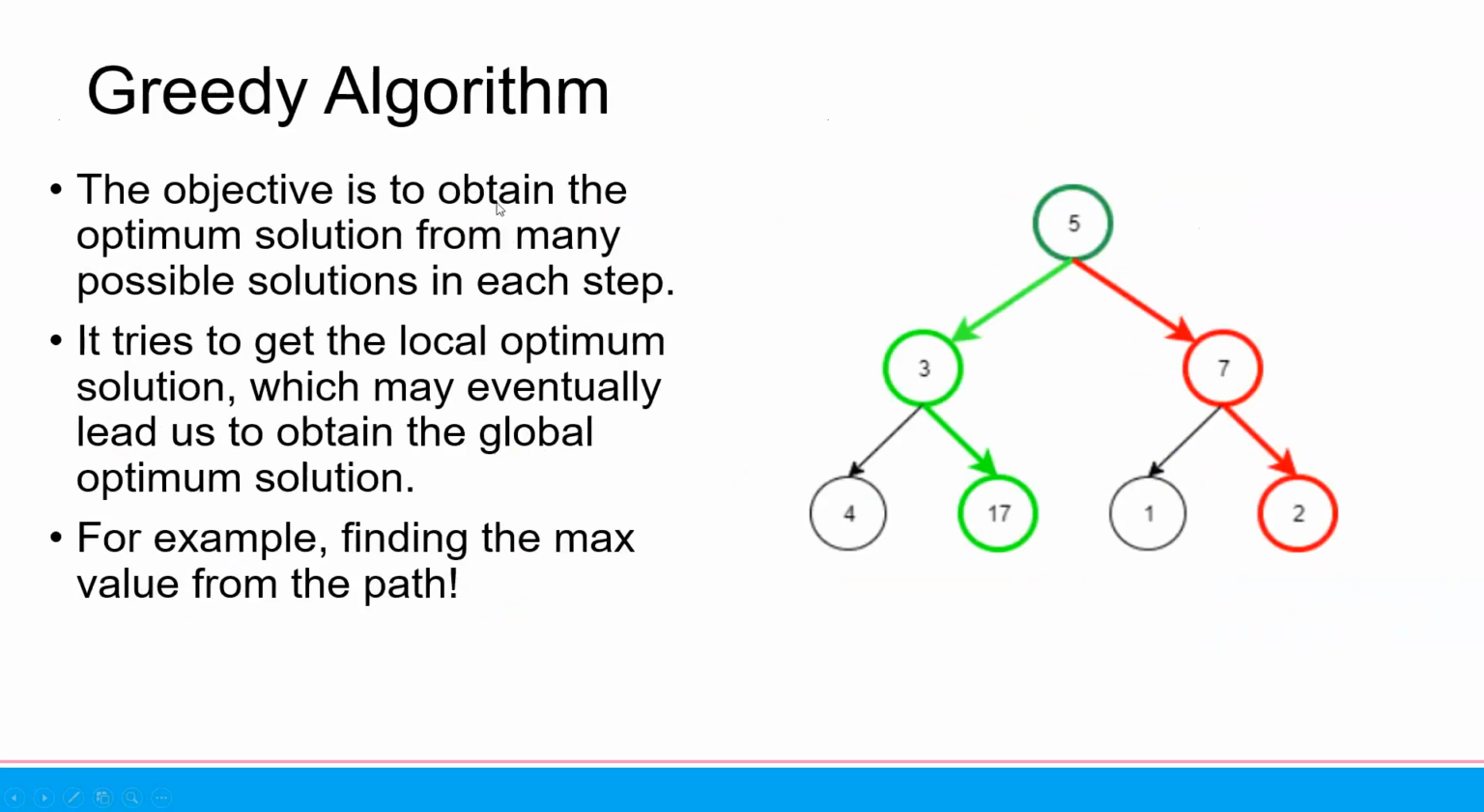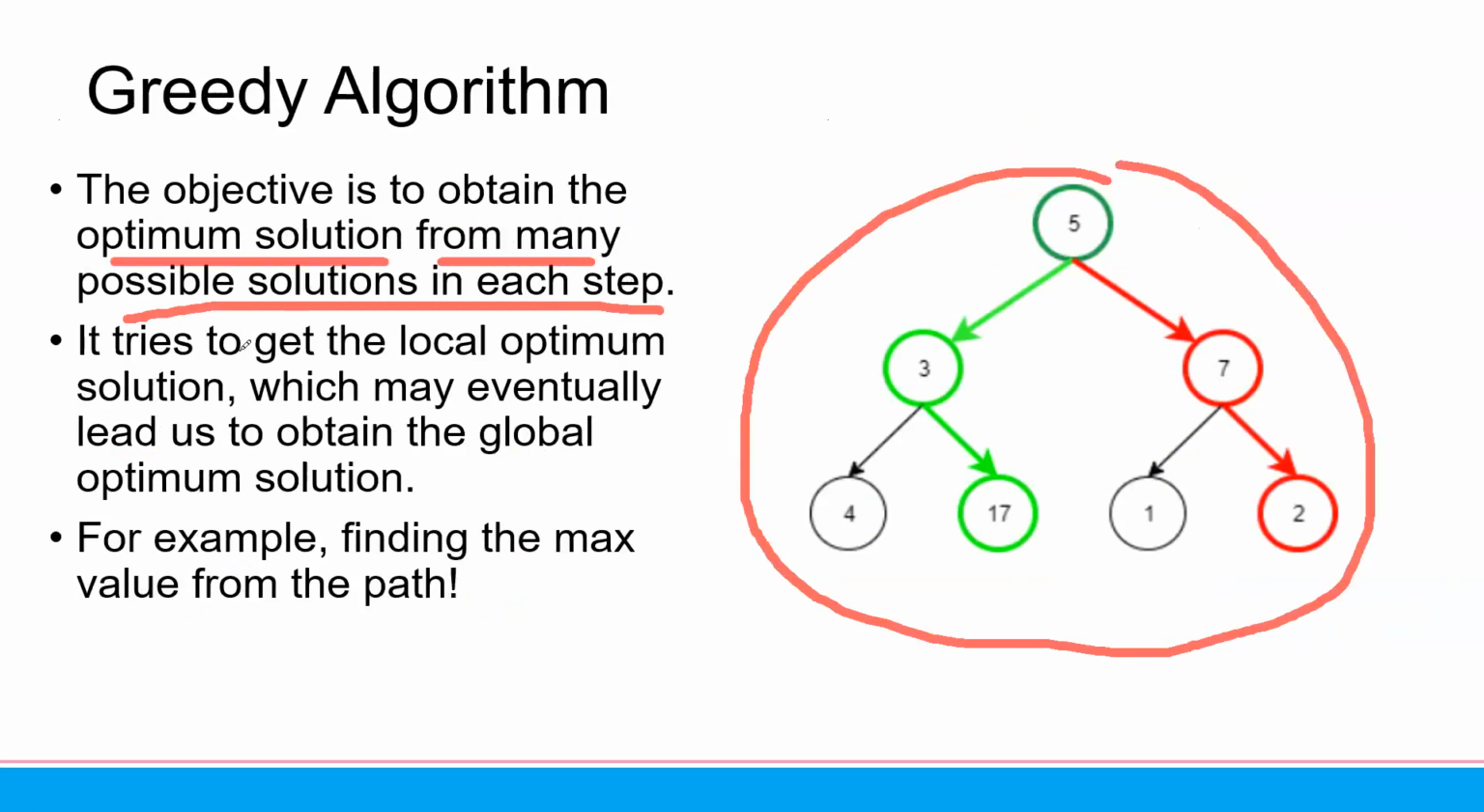And there is another kind of algorithm, we call it the greedy algorithm. The greedy algorithm means we want to find the optimum solution from many possible solutions in every step. So we need to try every possibility. It tries to get the local optimum solution, which may eventually lead us to obtain the global optimum solution.